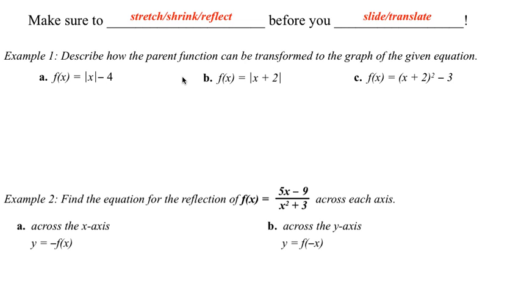Example 1 says, describe how the parent function can be transformed to the graph of the given equation. So the parent function for letter A is just y equals the absolute value of x. So this one is outside of the function. So this is going to be a translation, and it's negative, so it'll be down 4 units. So it's outside the function that tells us it's down 4 units. This one is inside the function. It's inside the parent function of the absolute value of x. So this one's going to be a horizontal translation, so it's only going to affect the x coordinate, and that will be to the left 2 units.